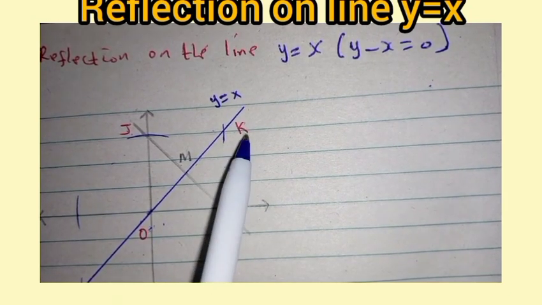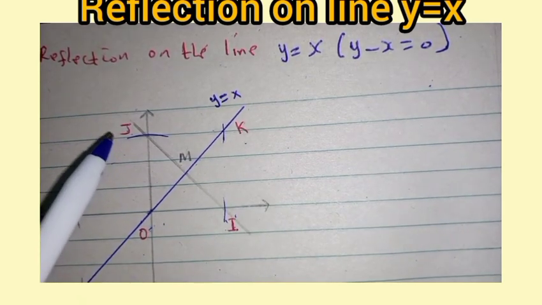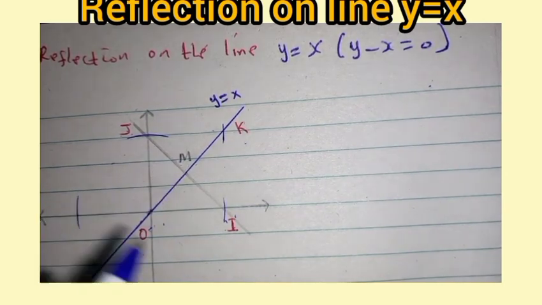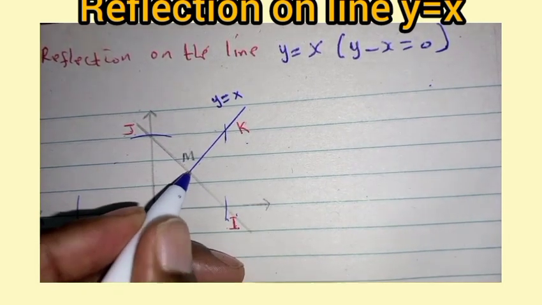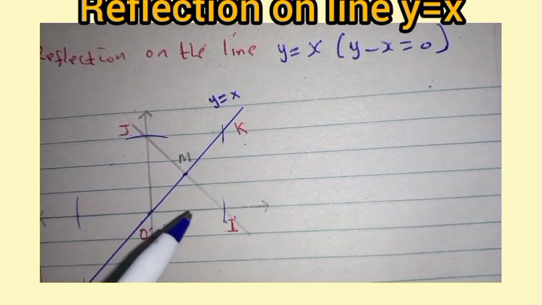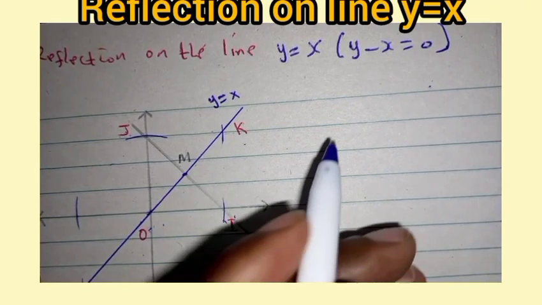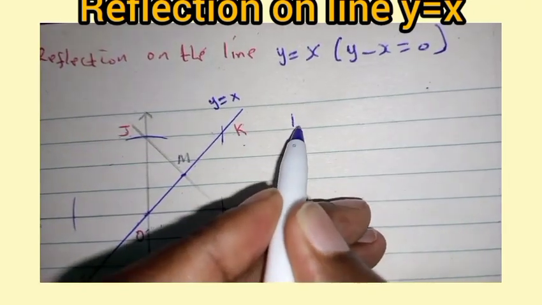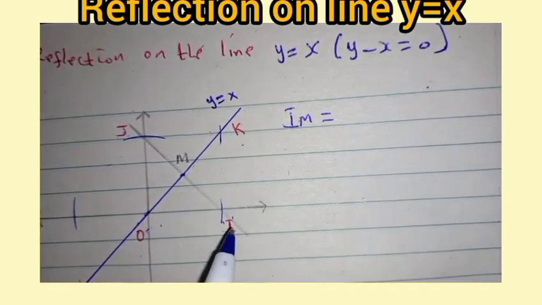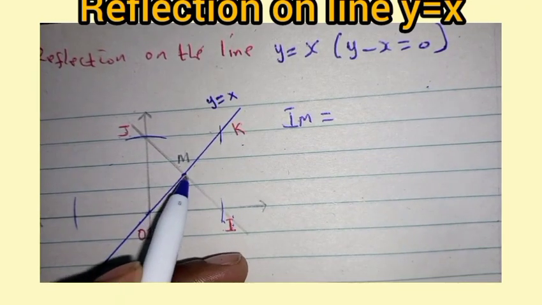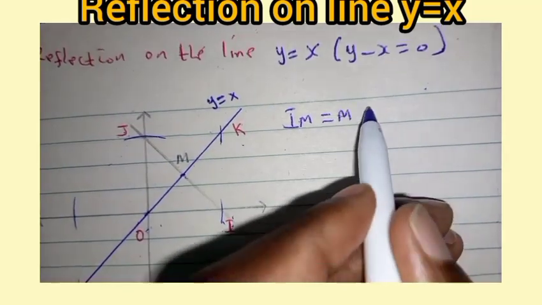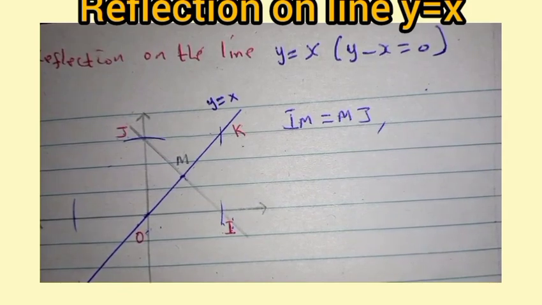Now, in this square, OK is the diagonal, and JI is the other diagonal. These two diagonals bisect at a point I'm calling M, this point here. So diagonals of a square bisect at the middle. In this case, it means that IM, the distance from I to M, is equal to the distance from M to J. Those two distances are equal.